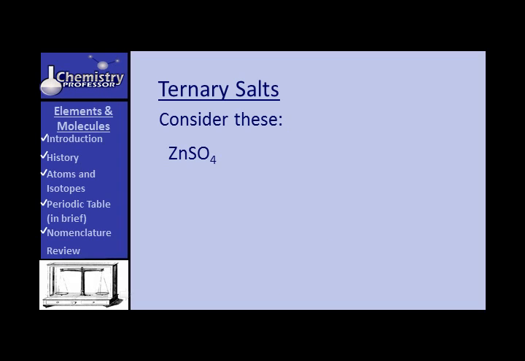Consider these. Let's start here. How would you name it? Well, the polyatomic ion is sulfate, and the metal is zinc, and it's not multivalent, so it's very simple. Zinc sulfate. How about this one?